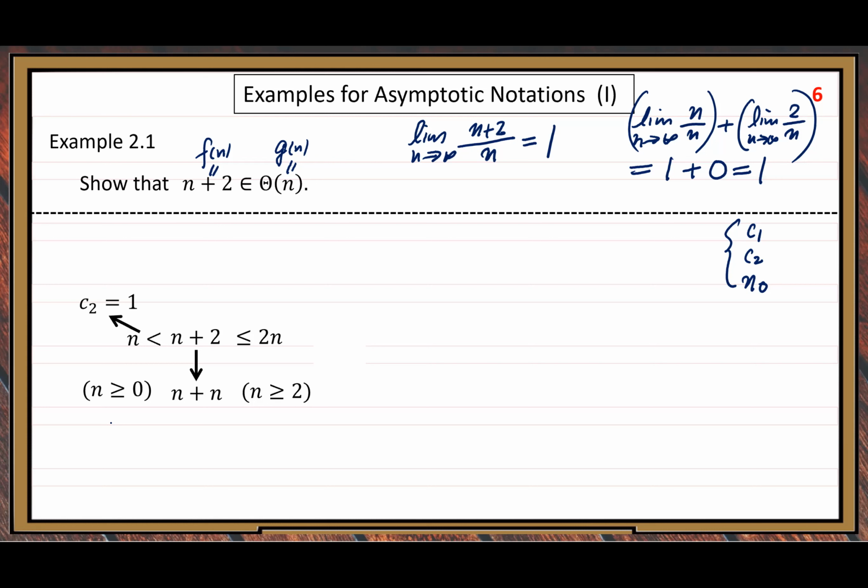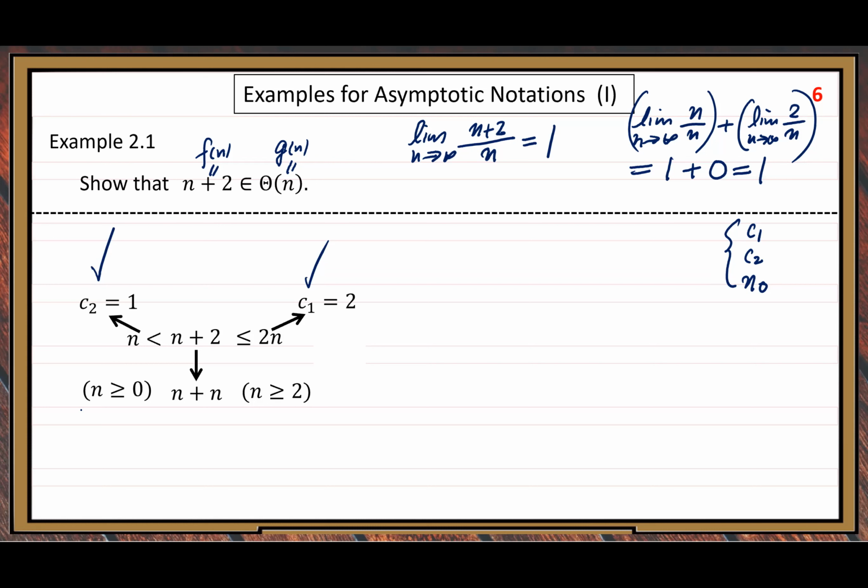We can make that assumption, because that n0 condition allows us to make this assumption, n greater or equal to 2. Okay, so then we have the upper bound, the constant 2, that's C1. So now you can see we have C1 constant, we have C2 constant, but what is the n0?